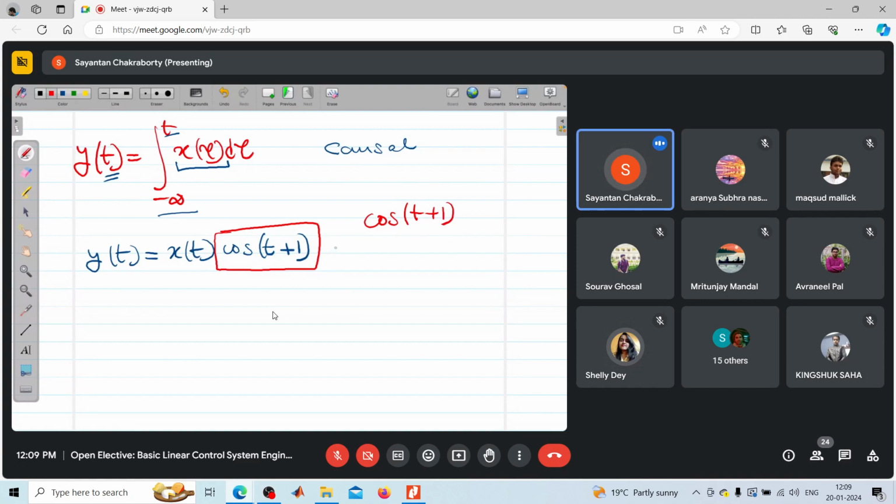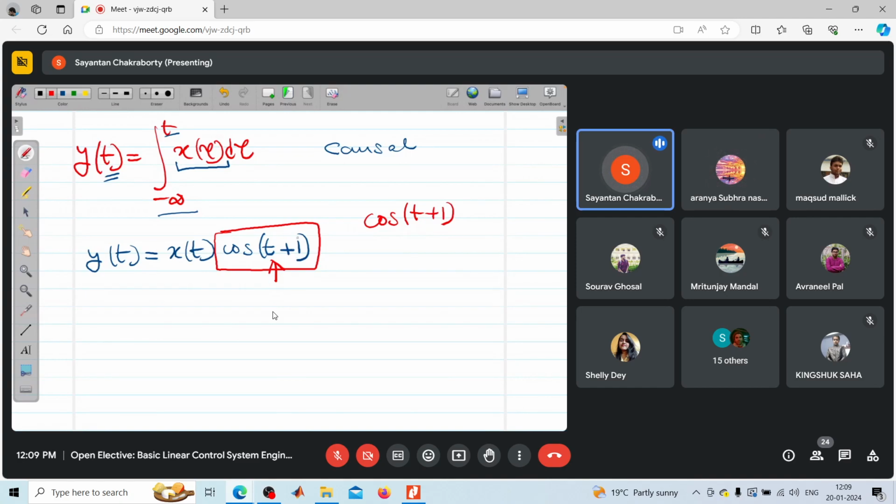No, it doesn't depend on the future value of input. At any instant of time t, we just have to calculate the cosine of t plus 1. So it is obviously a causal function. See, that is why I've given this example.